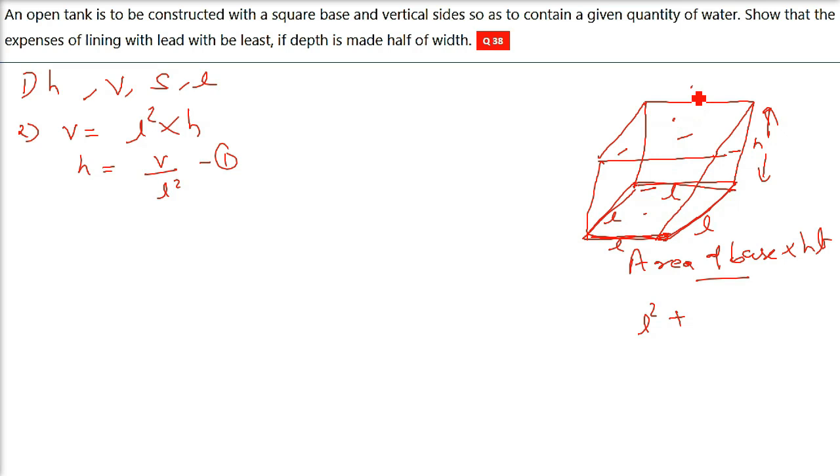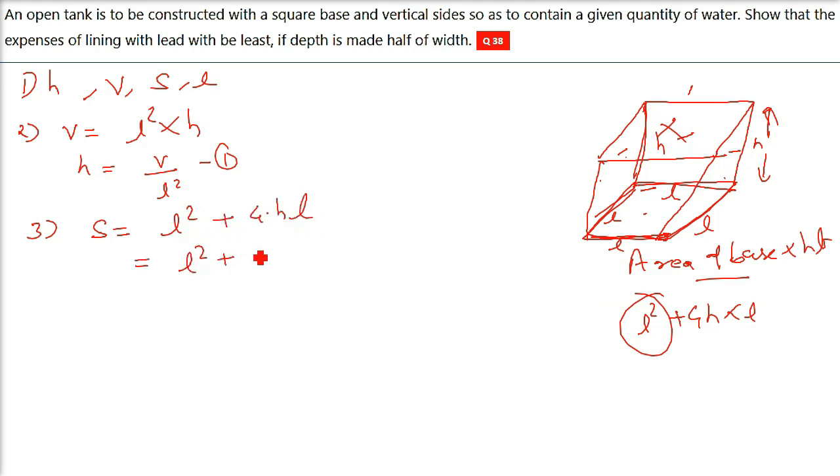Now there are 4 walls here. One of the walls has area h into L, and there are 4 walls, so 4 into h into L. So surface area is L square plus 4hL. Now this h has to be replaced by v by L square. You can just cancel these two. Surface area is L square plus 4v by L.